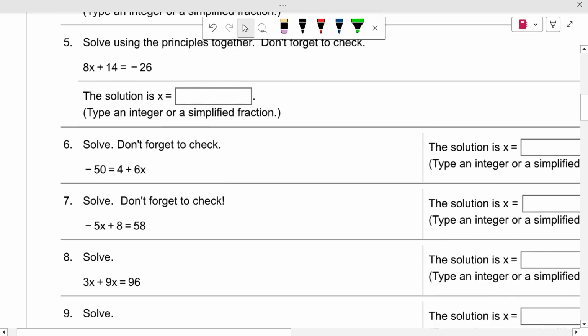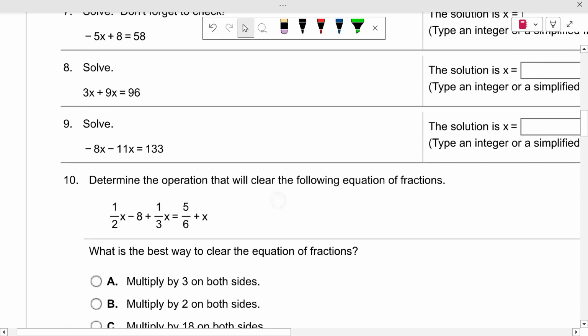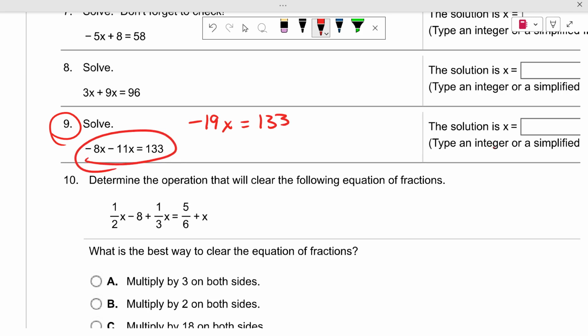Okay? So more of the same all the way down to, let's do this one, number 9. So on number 9, what's 8x plus negative 11x? Negative 19x equals 133. Since they both have x's on them, you don't move anything to the other side right away. You combine like terms. Then you divide by a negative 19. X equals 19 goes into 133 7 times, I think. So it's a negative 7.